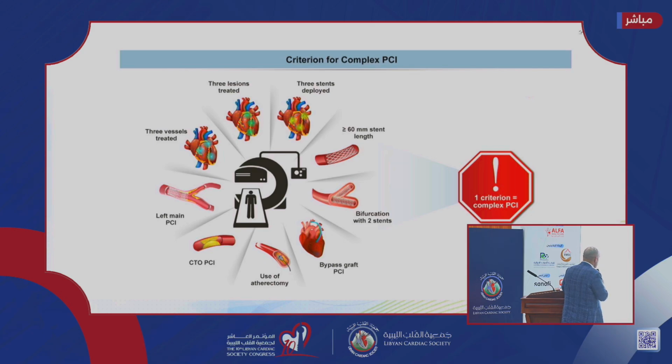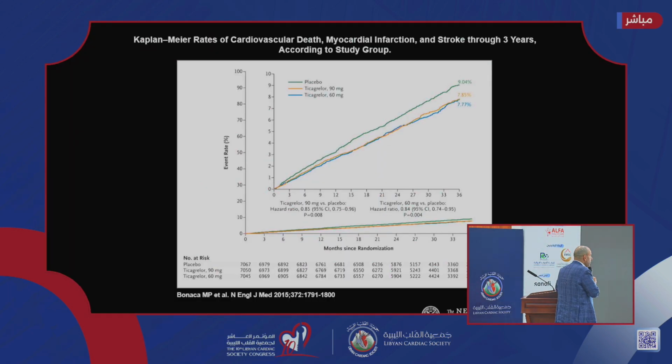You know, this is expert opinion. These are what we think are complex PCI patients where we might have to keep an eye on. That includes patients with bypass graft PCIs, use of atherectomy, CTO PCI, left main PCI where the risk of an adverse event or stent thrombosis would be catastrophic, bifurcation with 2 stents, long stents, multiple stents, or multiple vessels. So in these patients, there might be evidence for even prolonging that.